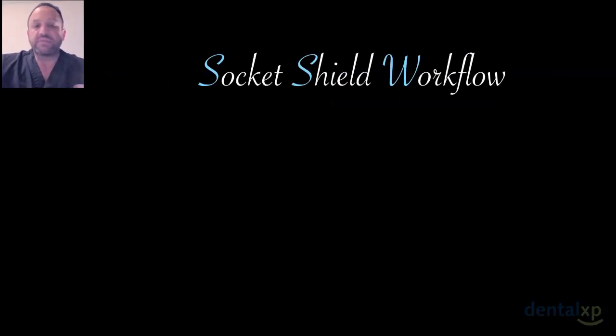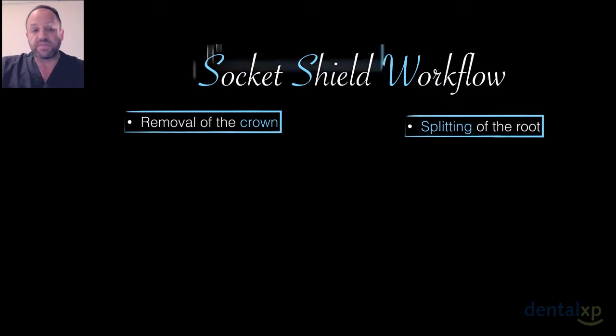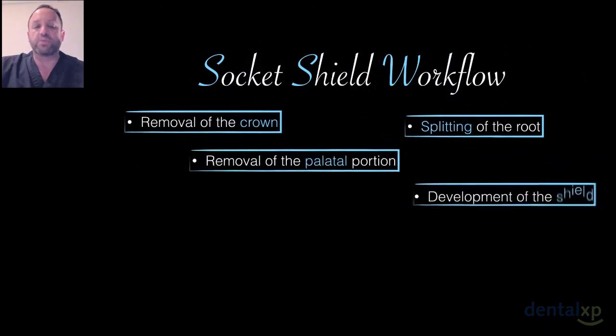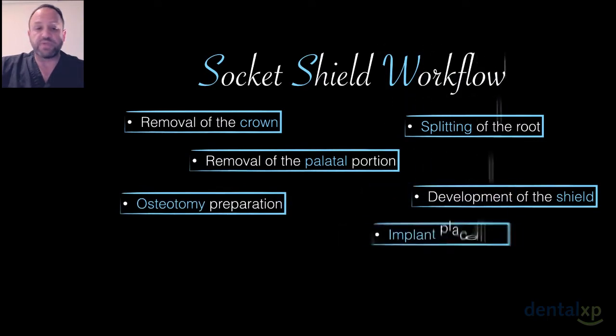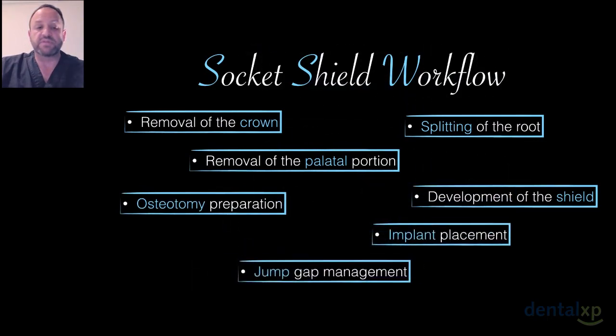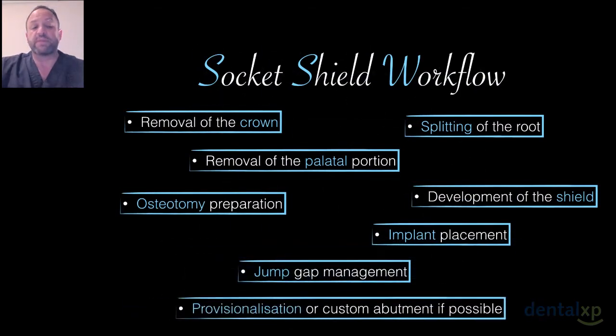So let's look now a little bit at the socket shield workflow. Let's go through the workflow. Basically, the workflow goes with the removal of the crown, the splitting of the root, removal of the palatal portion, development of the socket shield, the osteotomy preparation for the implant, implant placement, jump gap management, and finally provisional or custom abutment placement if possible.